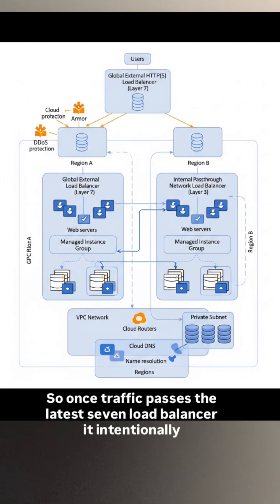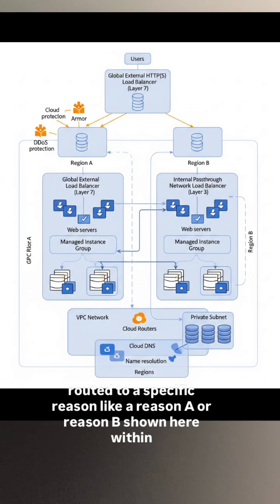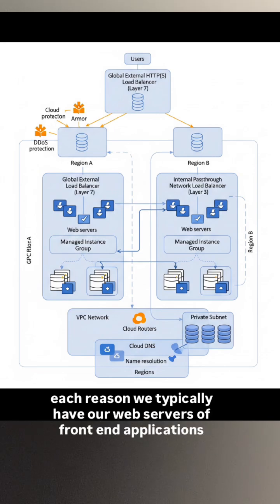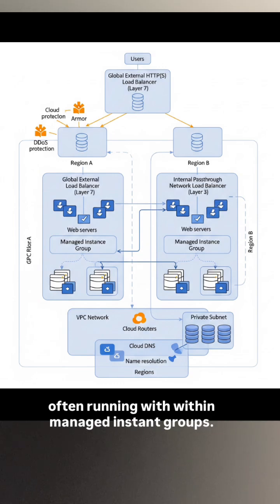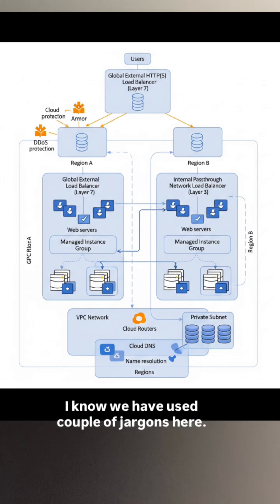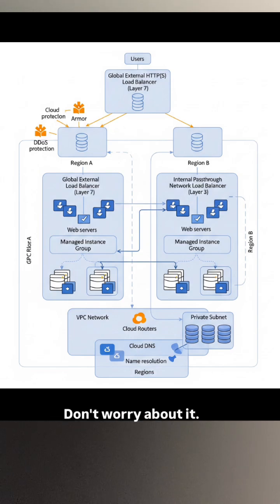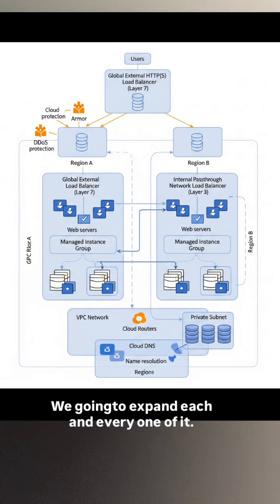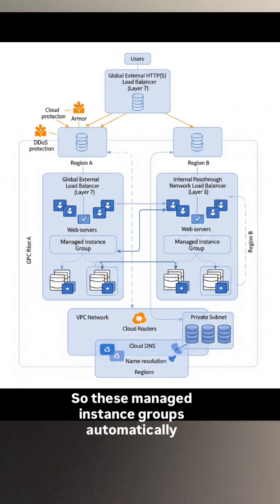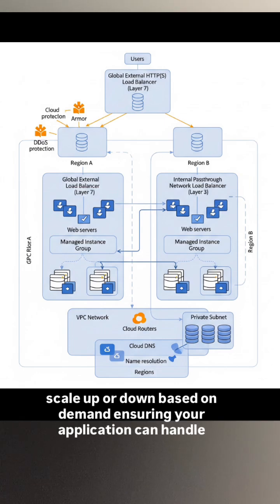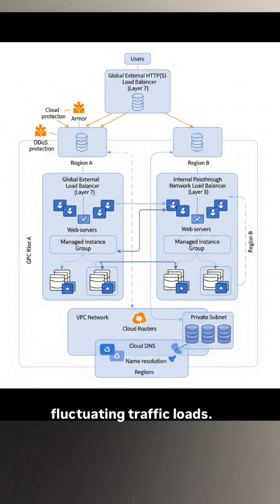So once traffic passes the layer 7 load balancer, it is intelligently routed to a specific region like region A or region B shown here. Within each region, we typically have our web servers or front-end applications often running within managed instance groups. I know we have used a couple of jargons here. Don't worry about it. We're going to explain each and every one of them. So these managed instance groups automatically scale up or down based on demand, ensuring your application can handle fluctuating traffic loads.